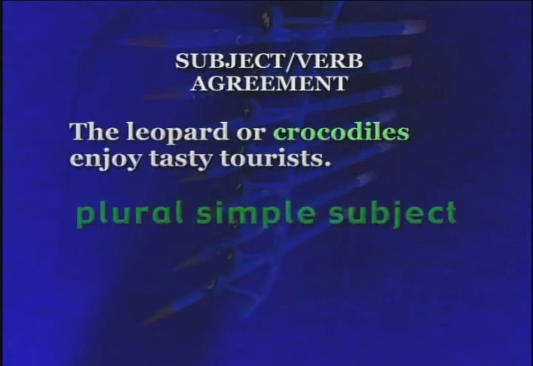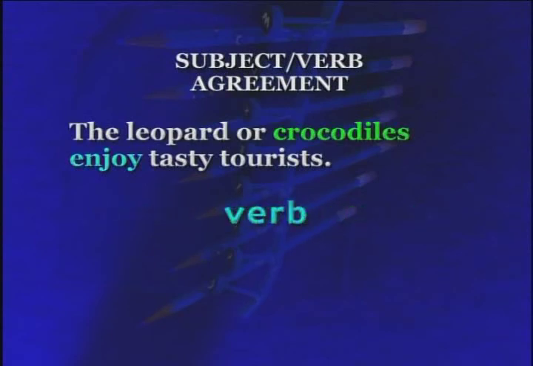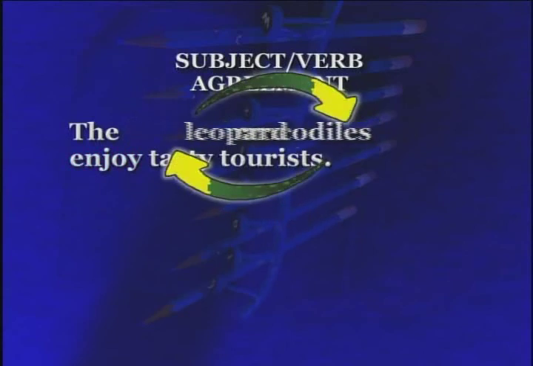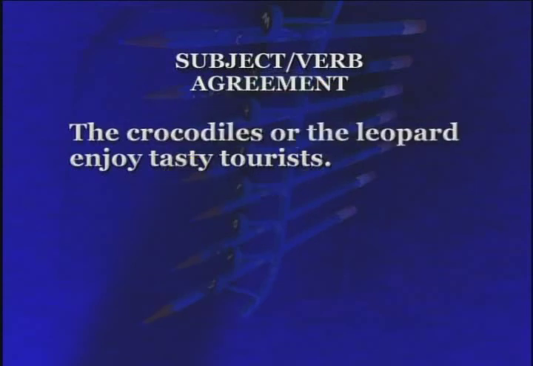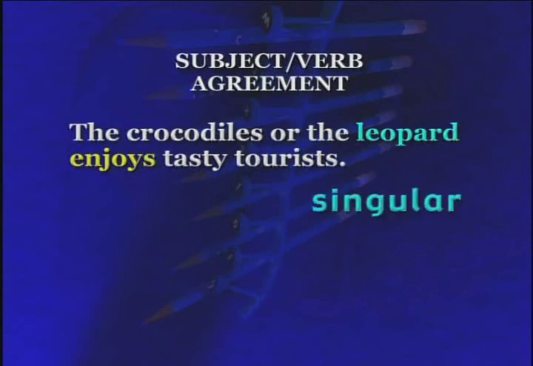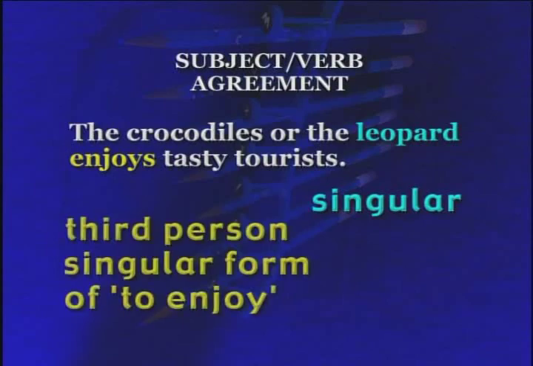Here, since the plural crocodiles is closer to the verb, we use the third-person plural form of the verb to enjoy, which is "enjoy." Now if we switch things around and change the order of the subjects, well, we have to switch the verb to match. We could also say, the crocodiles or the leopard enjoys tasty tourists. Now that the singular leopard is closer to the verb, we should change the verb to its singular form, "enjoys."